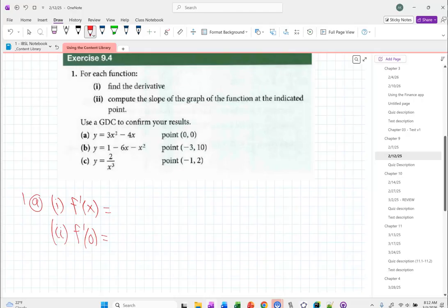The derivative, we'd use the power rule. So the current exponent, which is 2, becomes the coefficient. And then our new exponent we get by subtracting 1. So the derivative of x squared would be 2x, right? But we have this times 3 out front, so the derivative of 3x squared is going to be 3 times 2x, which is 6x.